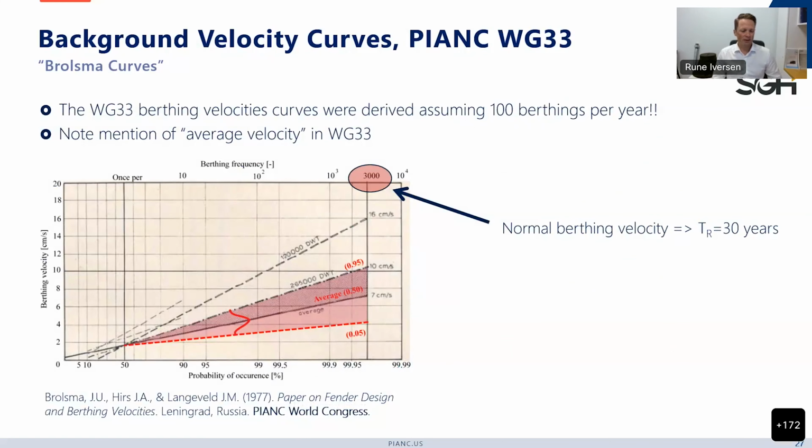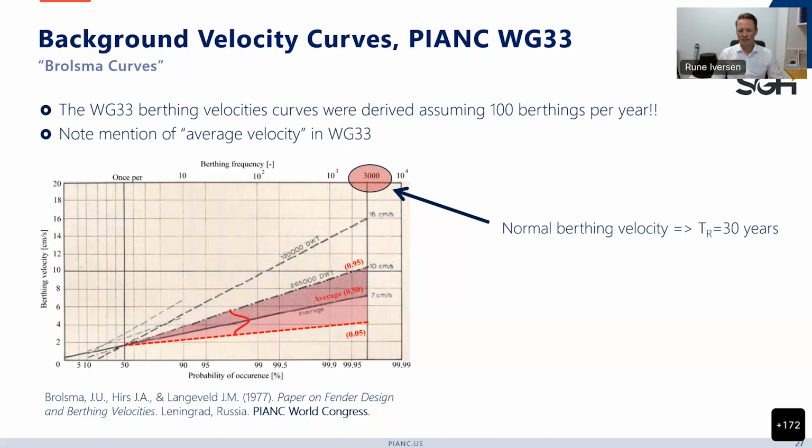So I mentioned earlier how we don't want our data to be completely centered around these berthing velocity curves that we're going to use for fender design. And this all comes back to the studies that were done by Brolsma. If you read Working Group 33, it will say somewhere there that you're looking at average velocities. But this isn't an average of all velocities that have been measured. The average velocity referred to in Working Group 33 is the average of the 1 in 3,000 return period velocities that you can see at the berth.